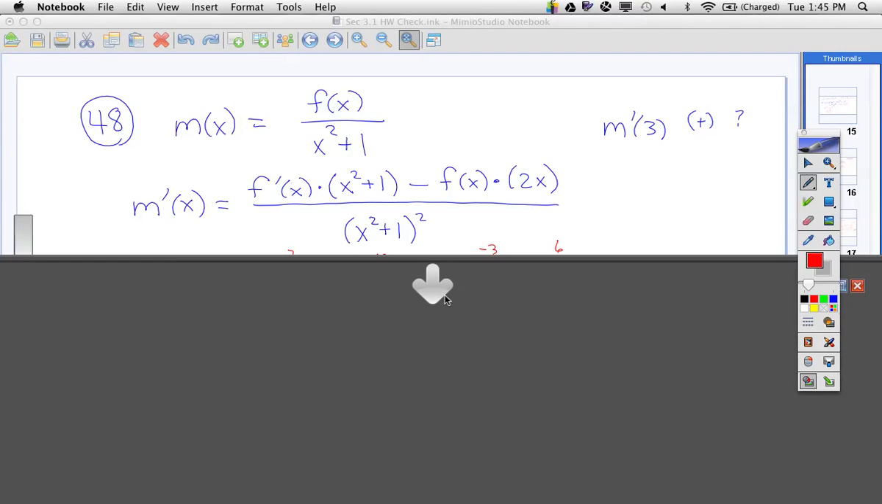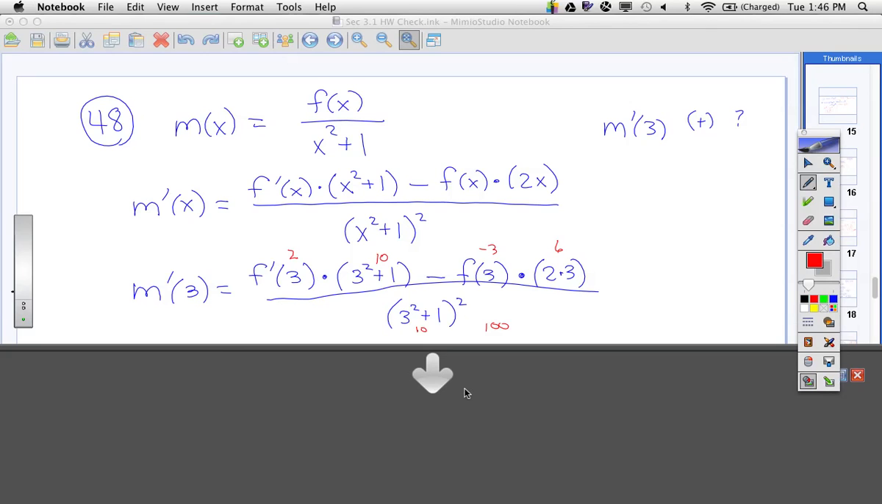Now, it turns out those don't need parentheses, but I put them there, again, better to have them and not need them than the other way around. And then the bottom squared is there. That's m prime of x. Now I need m prime of 3. So I'm going to put a 3 in every one of those x's.